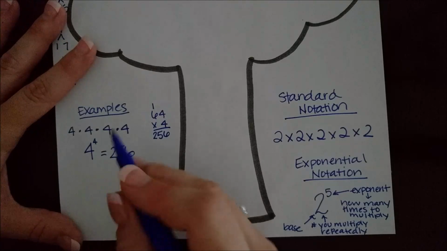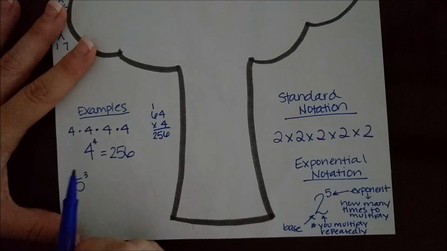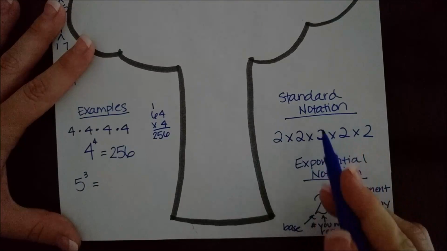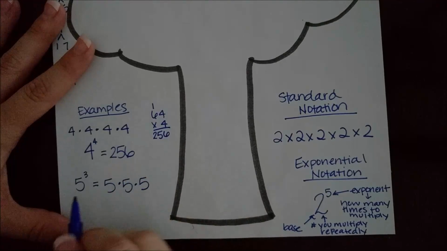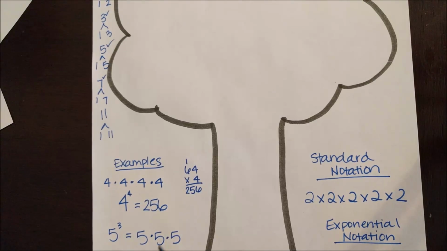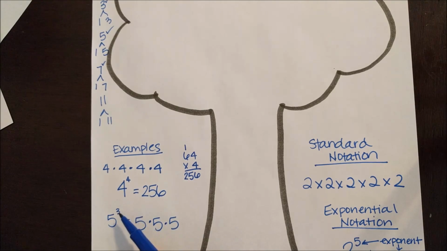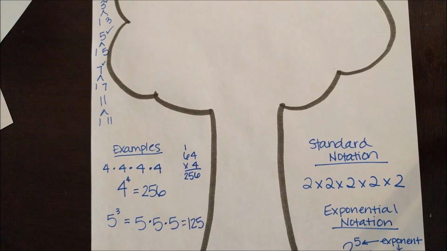Let's do another example. If I wanted you to solve 5 to the 3rd power, we also say this is 5 cubed. Well, what would that look like in standard notation, all written out? Well, that would be 5 times 5 times 5. This is the number I'm multiplying repeatedly. The base is the number you're multiplying repeatedly. The exponent tells you how many times to multiply it. So let's see, 5 times 5 is 25, and 25 times 5 is 125.